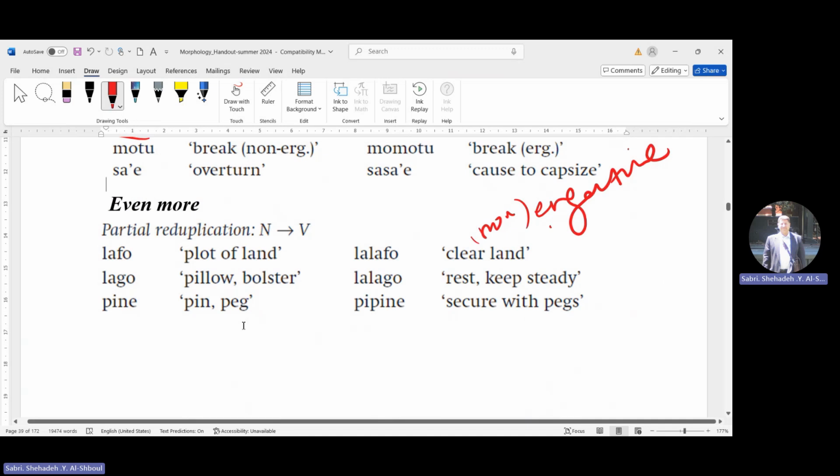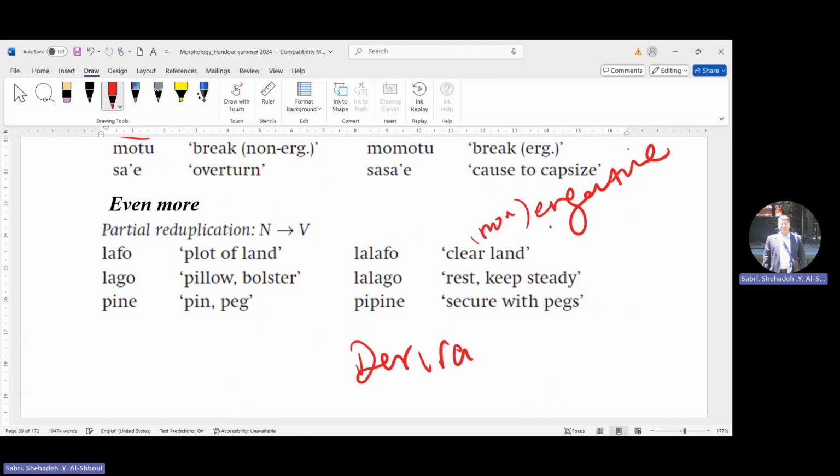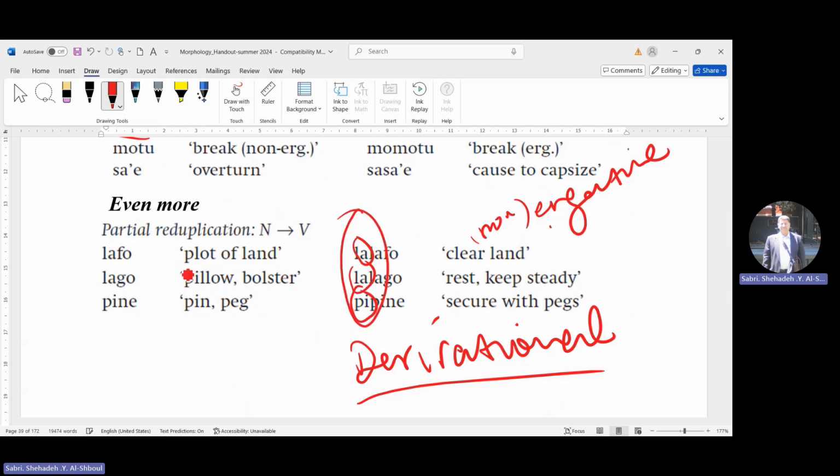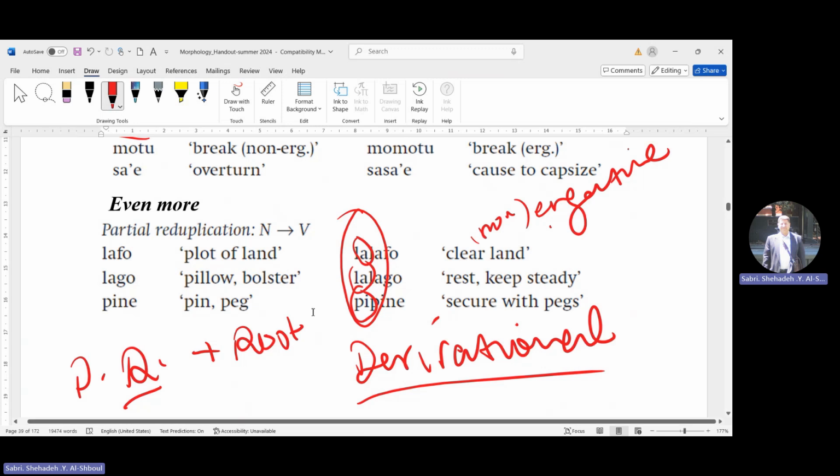The next example we have is on partial reduplication, a noun into a verb. So here reduplication is derivational, right? We say lafu, plot of land; lalafu, which is a kind of clear land. So we have initial partial reduplication: lago, lalago; the same idea here, pine, pipine. All occur before the main root, with partial reduplication in the initial position.